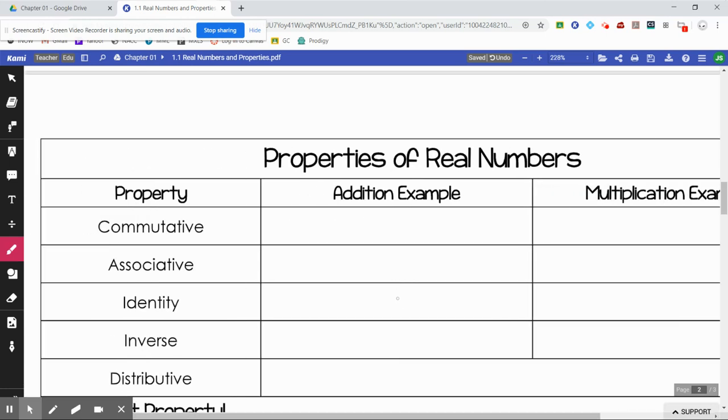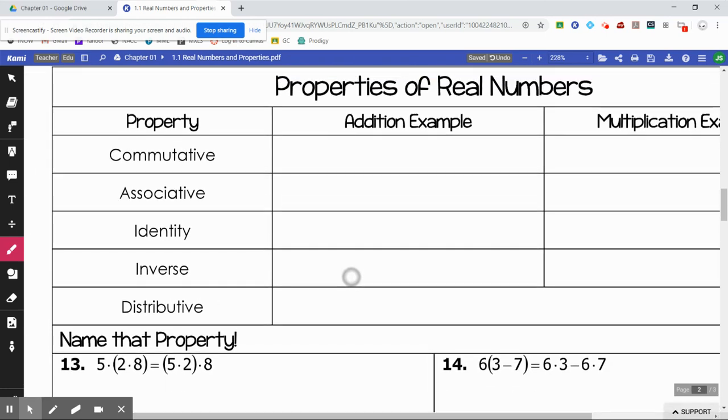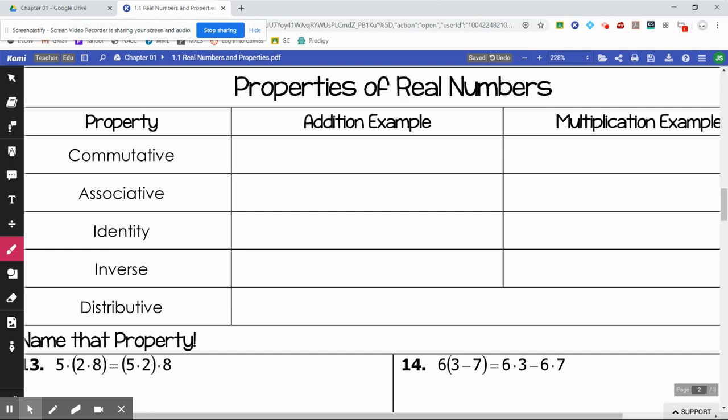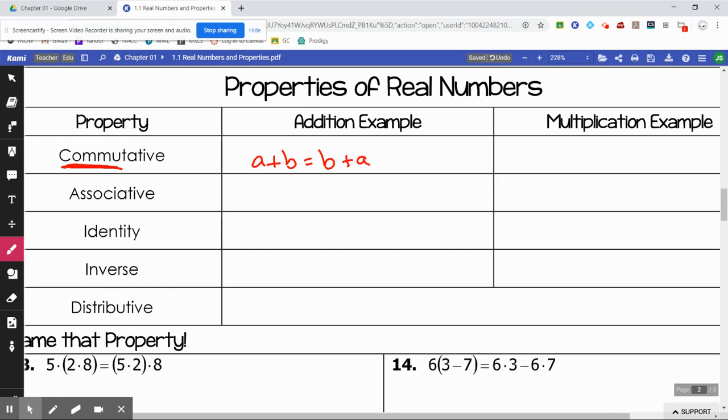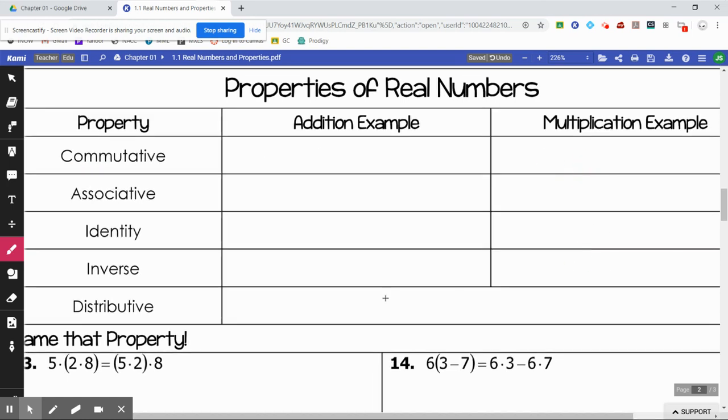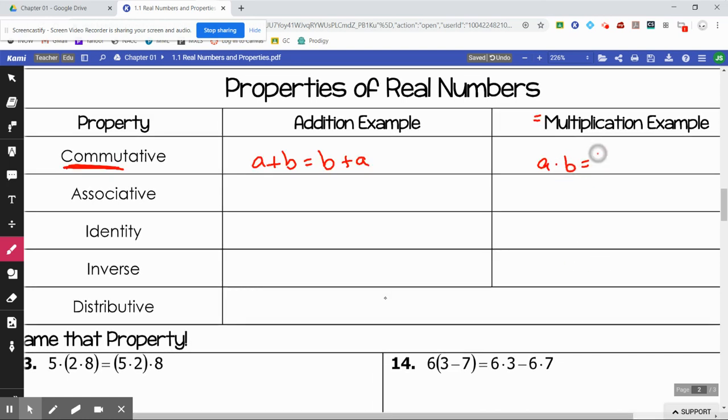Okay, next up, let's talk about some properties. Properties of real numbers, and you've probably seen these properties before, but let's go over them again. The commutative property. Commutative has the root commute. The word commute means to move. So the addition example would be if you have two numbers being added, a plus b, you can flip-flop them and add them in the opposite direction. Multiplication is also commutative. A times b is the same thing as b times a. You can move them.